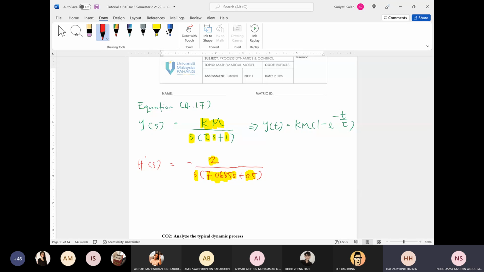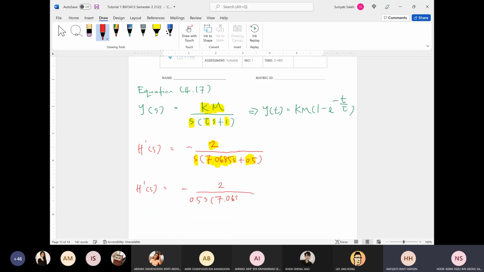So here what I can do is negative 2, I take 0.5 outside: 7.0685 S over 0.5 plus 1. So now by taking out the 0.5 outside the bracket, then I can have plus 1.